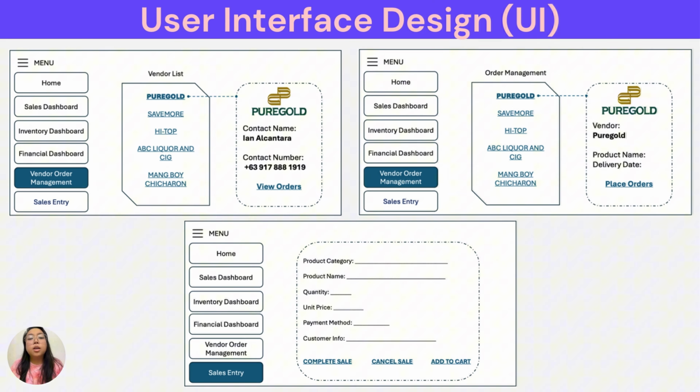But this one is for the sales, for the sales entry, this is for the interim while the POS is still in the works. Okay, so under the sales entry, we have the basic information like product name, category, how many quantity has been purchased for that specific product, what its unit price is, the payment method used by the customer to pay, and if the customer is inside the system, we can get their information.